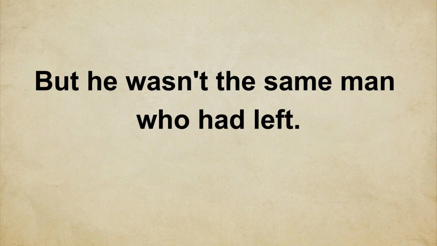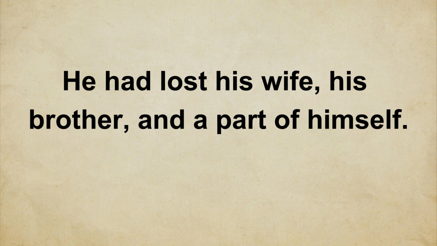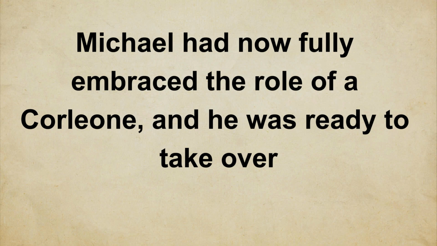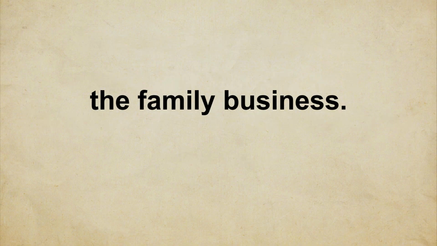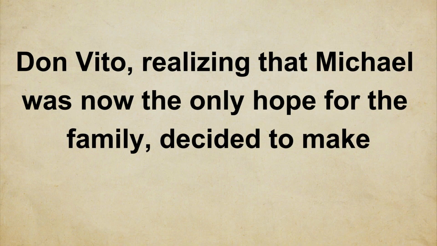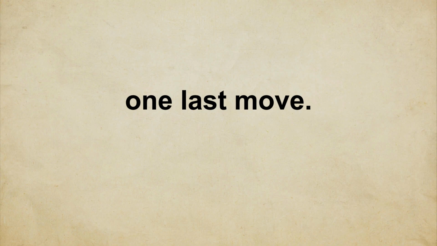But he wasn't the same man who had left. He had lost his wife, his brother, and a part of himself. Michael had now fully embraced the role of a Corleone, and he was ready to take over the family business. Don Vito, realizing that Michael was now the only hope for the family, decided to make one last move.